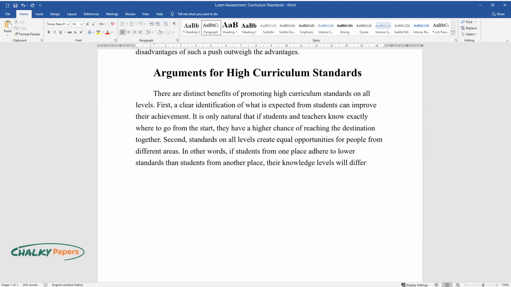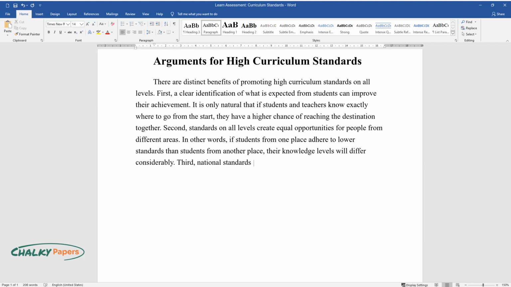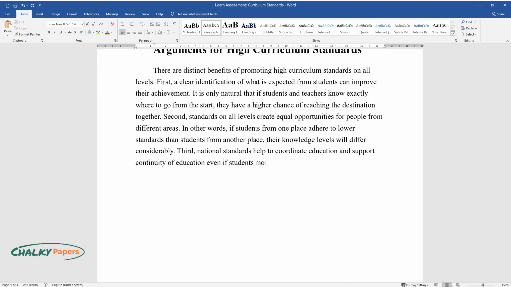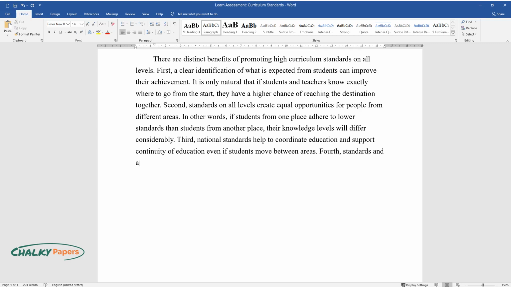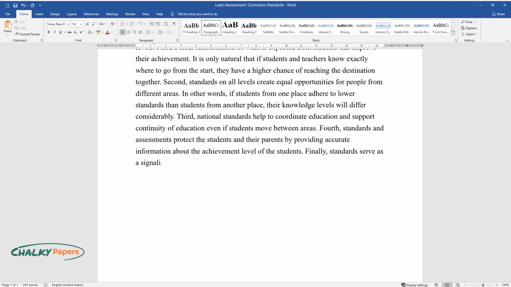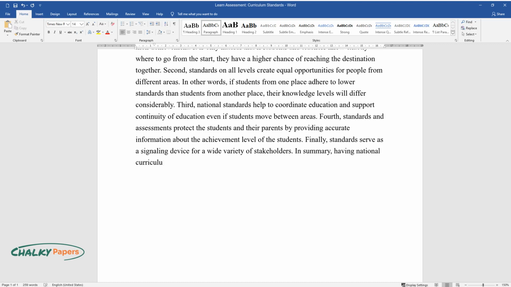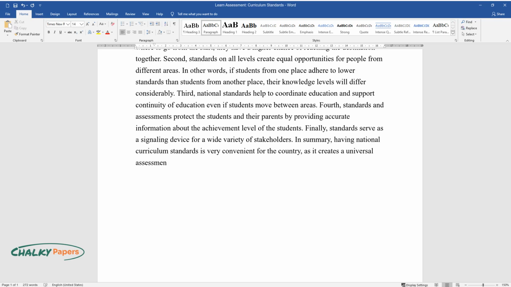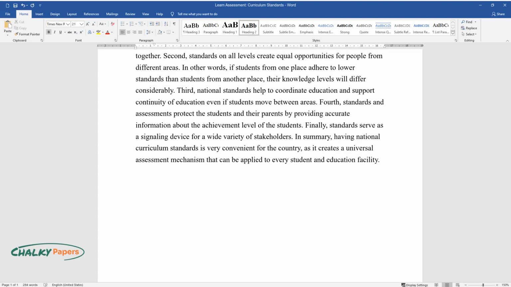Third, national standards help to coordinate education and support continuity of education even if students move between areas. Fourth, standards and assessments protect the students and their parents by providing accurate information about the achievement level of the students. Finally, standards serve as a signaling device for a wide variety of stakeholders. In summary, having national curriculum standards is very convenient for the country, as it creates a universal assessment mechanism that can be applied to every student and education facility.